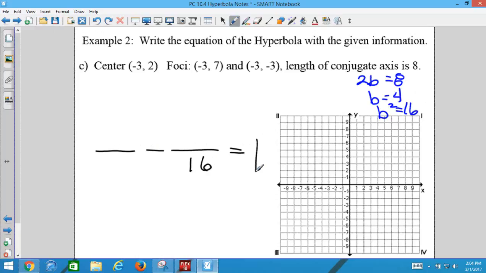That's what I know so far. I do know my center, but I don't know if X or Y comes first. So what can I use to figure out if X or Y comes first? What do I look at with the foci? Right, so we're going to look at our foci. Which values are changing? So that means the Y is going to come first. This is going to be a vertical kind. So when I write my center, I'm going to use Y minus 2 first, and then X plus 3 in the B side.